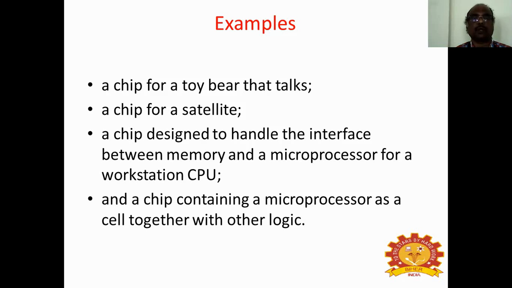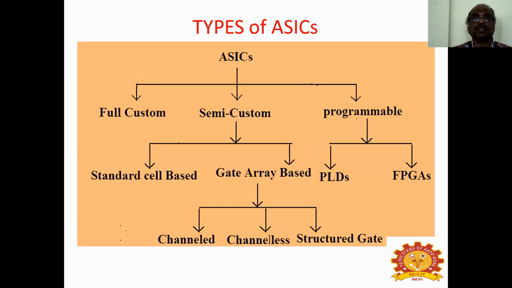So for example, a microcontroller is an application-specific IC where you have a built-in microprocessor together with programmable peripheral interface chips, which are also built in. That means all of them put together form what is called an application-specific IC.